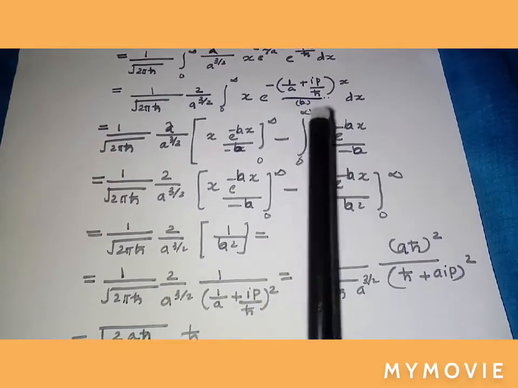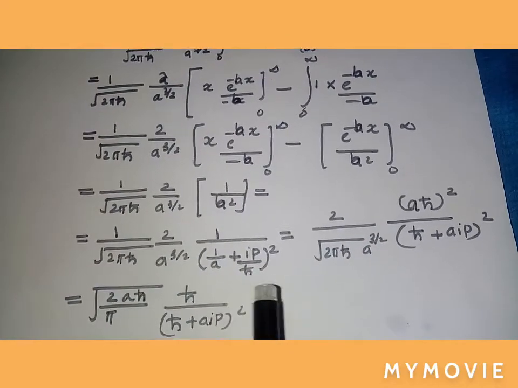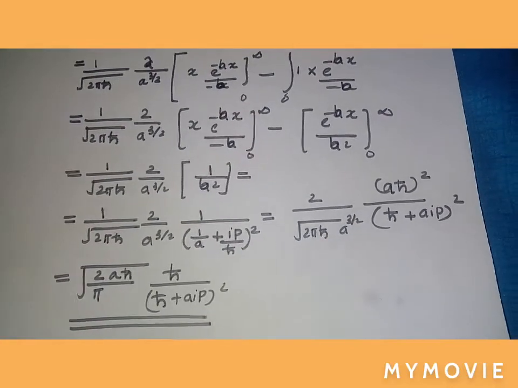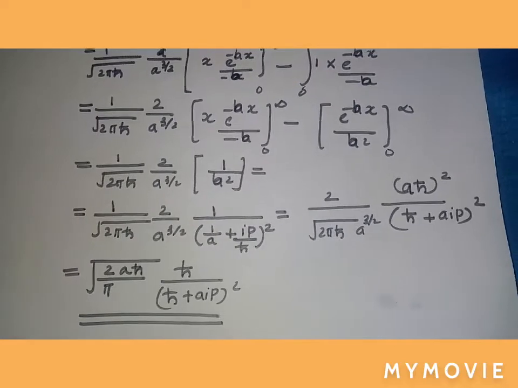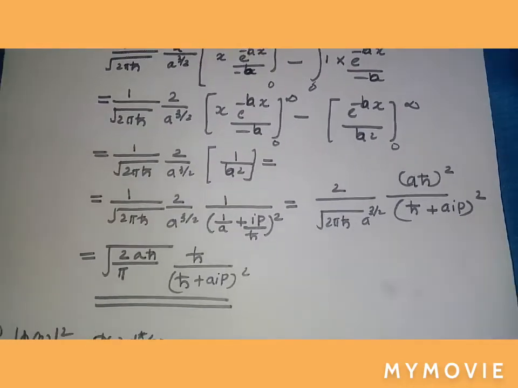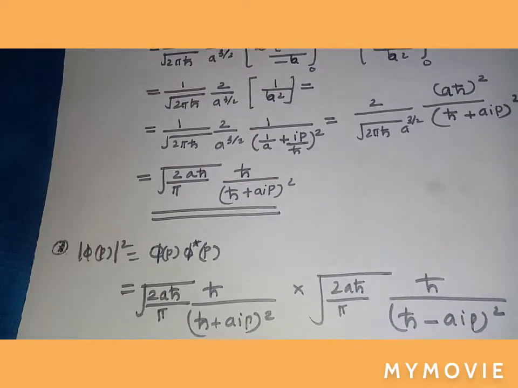We know that the constant 1 by a plus i p by h cut is taken as b. So 1 by b square means 1 by (1 by a plus i p by h cut) whole square. Okay, so we get the function like this, and after cancelling the common variables, we get the answer.